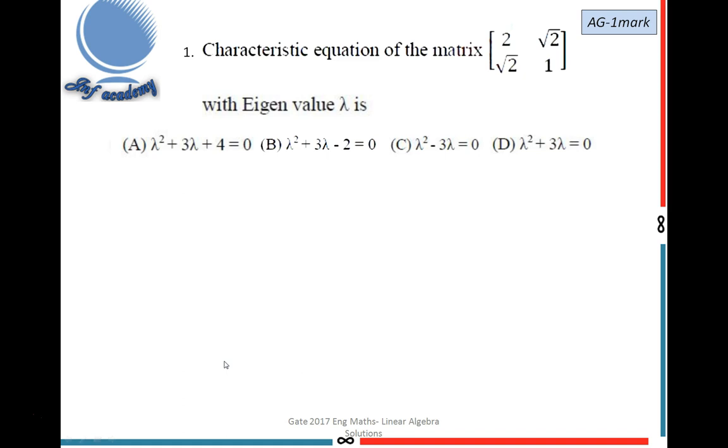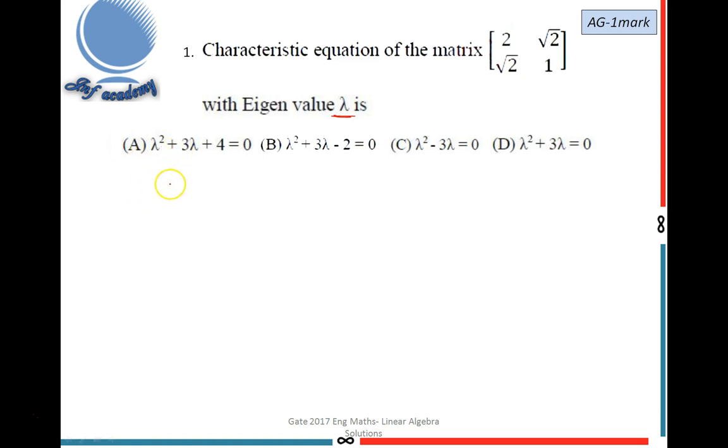Now let's move on to the problem. The first question is from AG department. It has 1 mark. The question is to find the characteristic equation of the matrix. A 2 by 2 matrix is given with eigenvalue variable name lambda. So you have to find the characteristic equation of this 2 by 2 matrix.